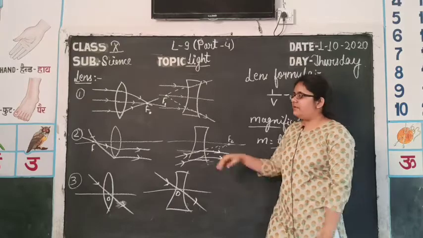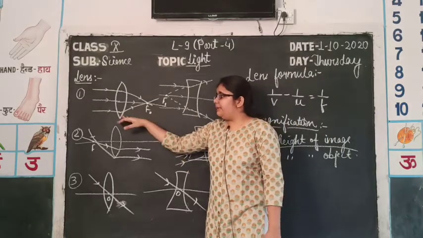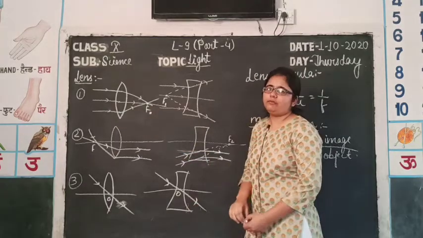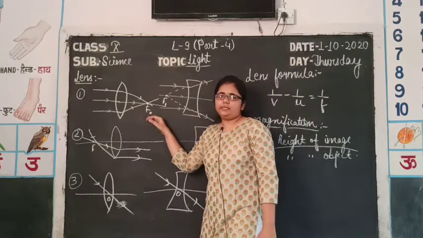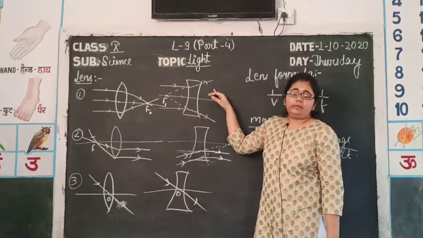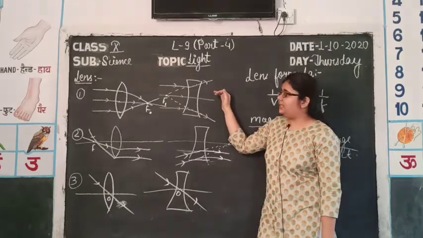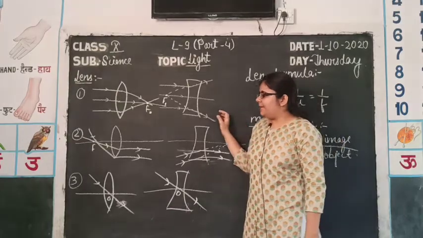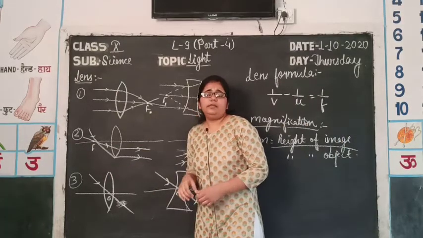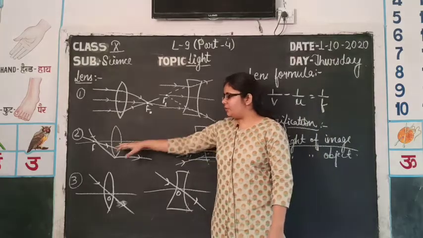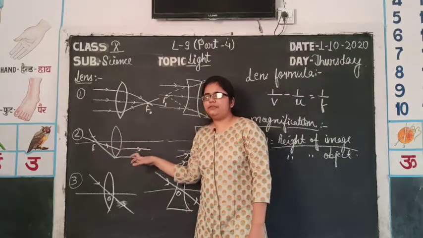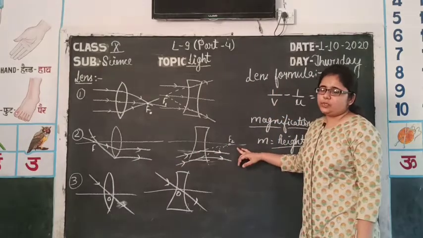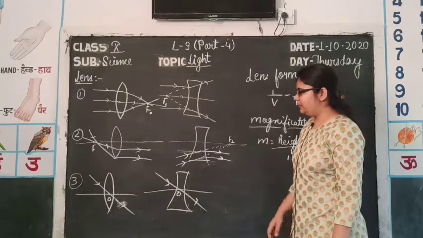So the first rule is, as in the mirror, when parallel light strikes the lens, it converges at a point, that is the focal point 2, and this point is known as the focus. And when parallel rays strike a concave lens, they appear to converge at a point, that is the focus 1. The second rule is, when the incident rays pass through the focus and strike the lens, they get refracted parallel, and if they appear to come from the focus 2, then they are also refracted parallel to each other.